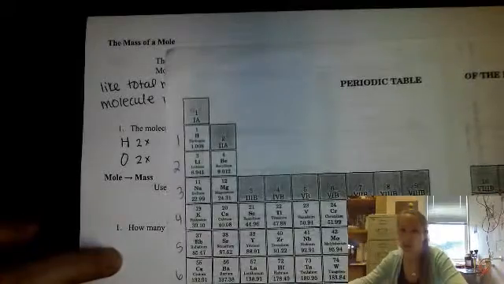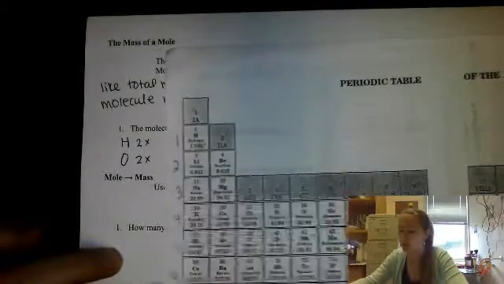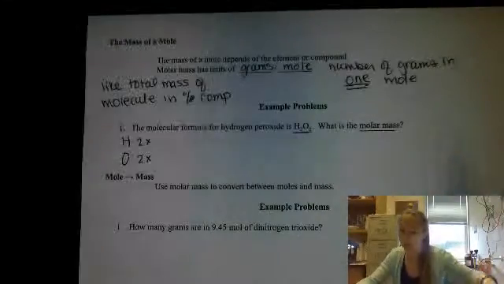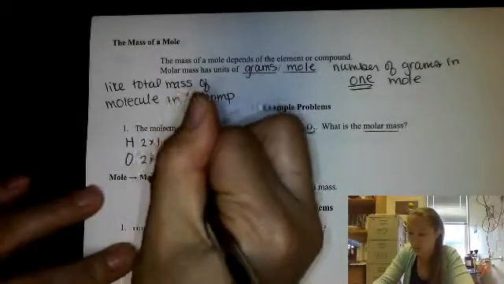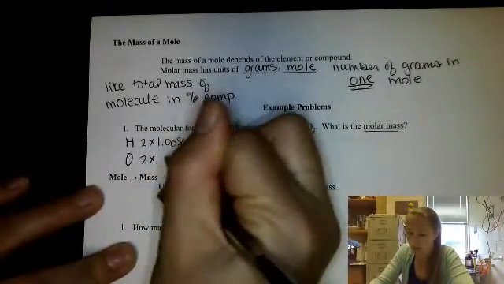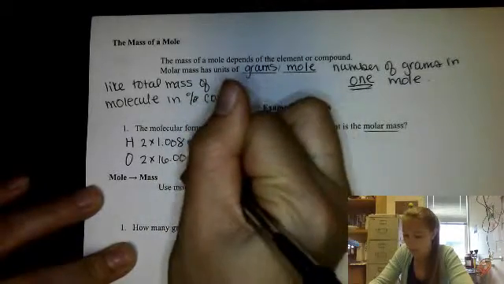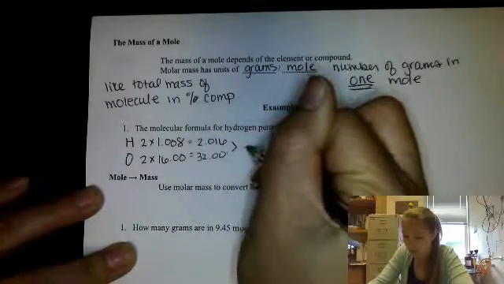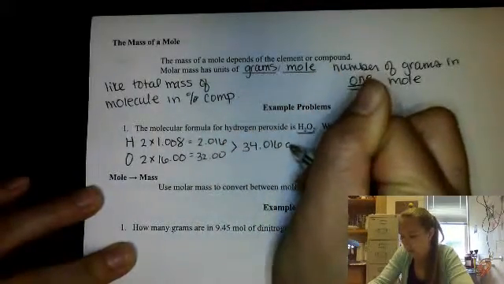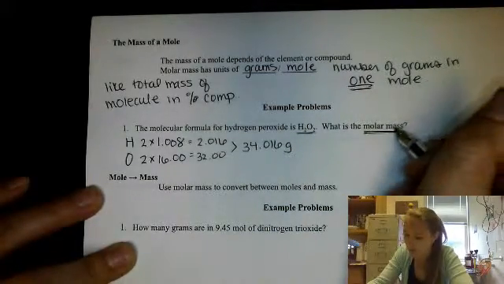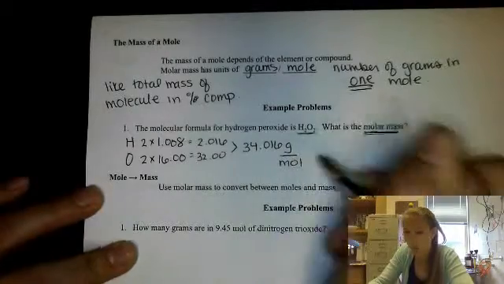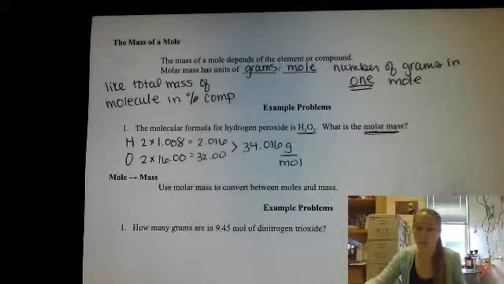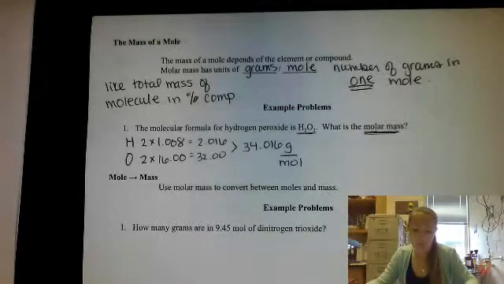On my periodic table, I see that hydrogen has a mass of 1.008, and that oxygen has a mass of 16.00. So I multiply my hydrogen times 1.008 and my oxygen times 16.00. So I get 2.016 and 32.00. I add them together and I get 34.016 grams, and this is molar mass. That's the mass in 1 mole, so grams per mole. Okay? And that's the conversion factor I'm going to find when I need to convert between moles and grams. Let's do an example.